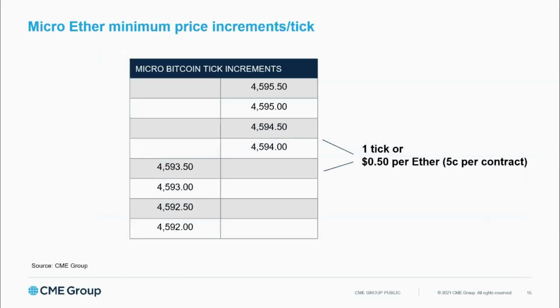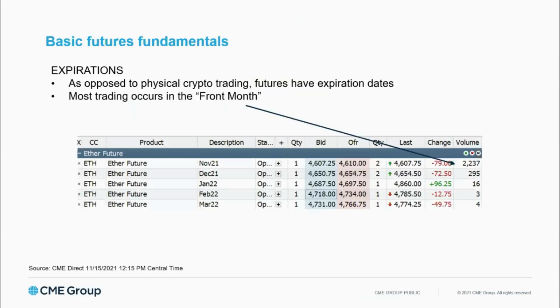So here's just a very simple example of an order book, just showing that this contract ticks in 50-cent increments or 50 Ether increments. So here's a simple example of an order book. And then for those that are tuning in, I'm assuming everybody has some futures experience.